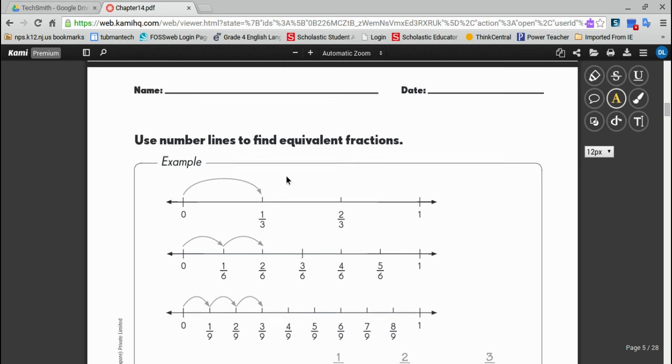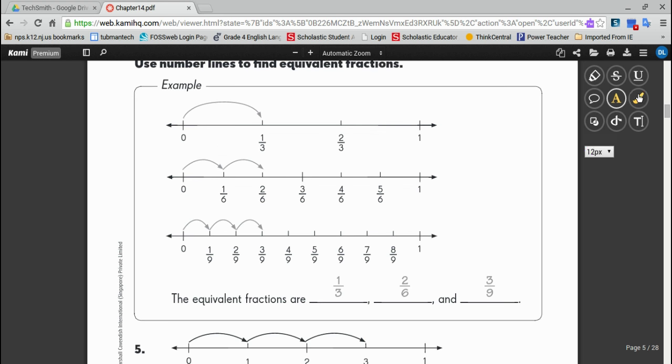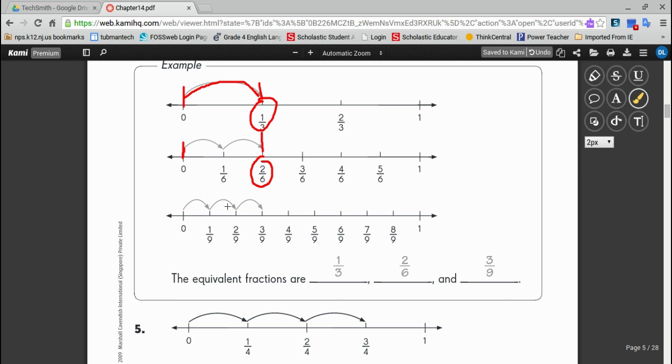This is page 95. Use number lines to find equivalent fractions. So if you look at our example, this number line jump is 1/3 over here. Over here, this is the same distance as the 1/3. And this distance is 2 over 6. Again, 1, 2, 3, 3 over 9, and you are all moving or jumping the same distance. So 1/3 is the same as 2 over 6, which is the same as 3 over 9.